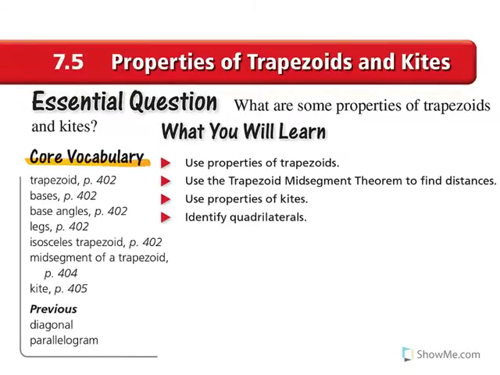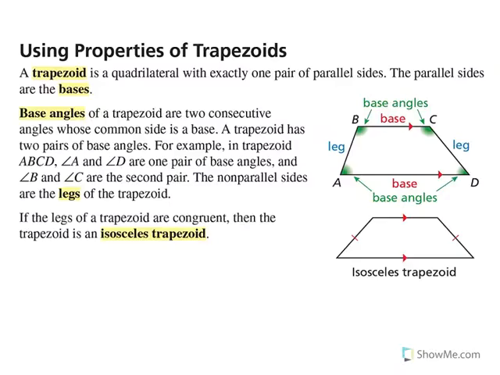In this lesson of 7.5, we're going to continue to look at quadrilaterals. And specifically in this lesson, we look at trapezoids and kites, two more specific types of quadrilaterals. So the first one we're going to look at is trapezoids.